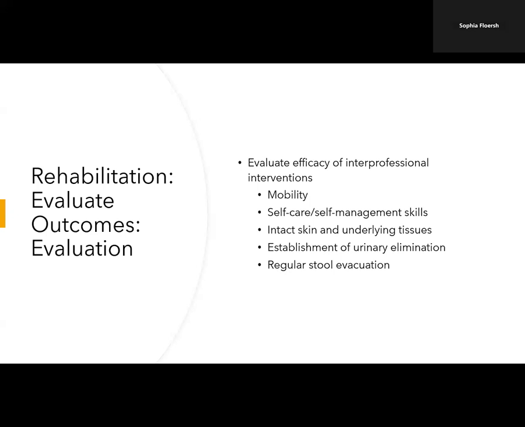And then finally, you want to look at your evaluation. You want to see how's their mobility, how's their self-care? Do they have intact skin? Have they established urinary elimination? Do they have regular stool evacuation? Just looking and seeing where my patient is at. Like I said, be very honest with your outcomes. If your patient did not get better, that's okay. We just need to know they didn't get better so we can go back to the beginning and change our plan of care. That's the whole point: we assess, we hypothesize, we experiment, and then we see if that experiment worked. It's the science of nursing.